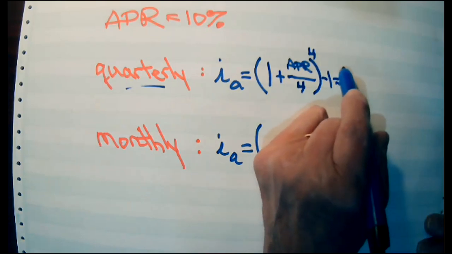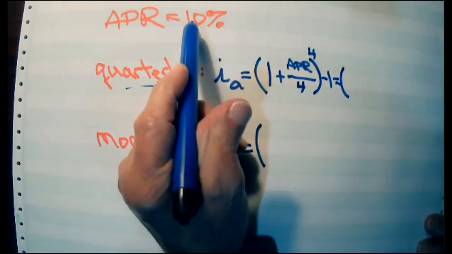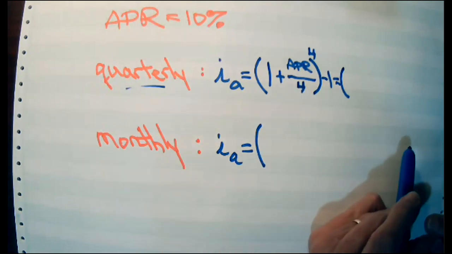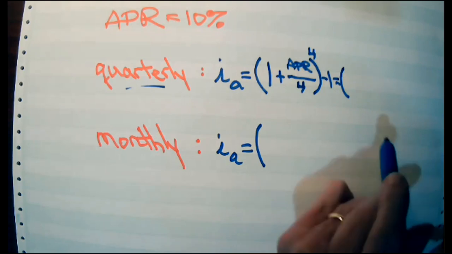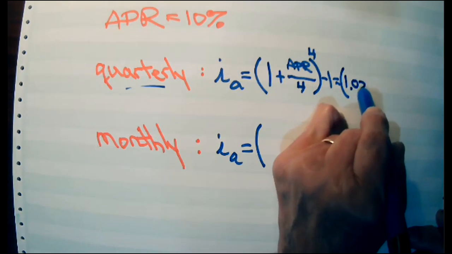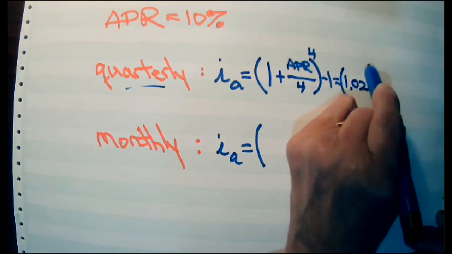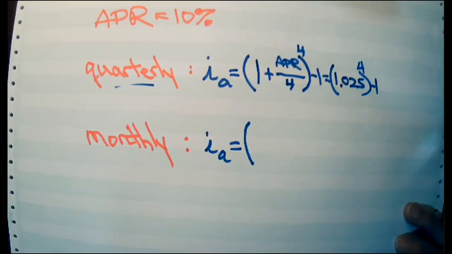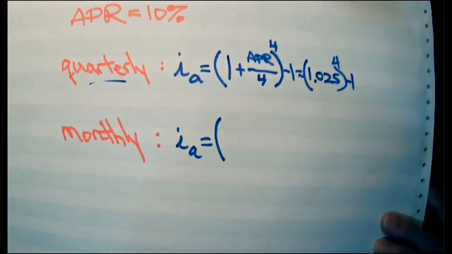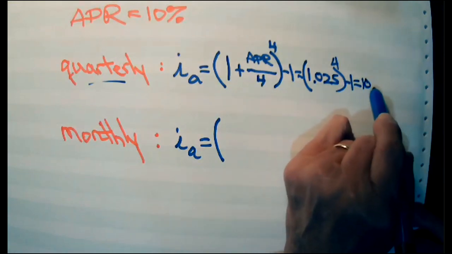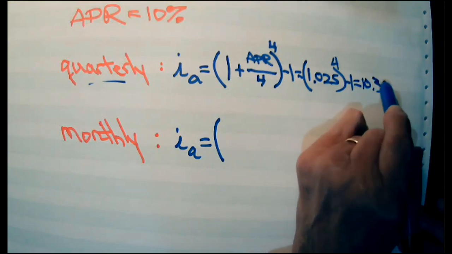You can do the math here, 0.1 divided by 4, that would be 2.5%. That is the interest rate per quarter. Add that to 1, that's 1.025 to the 4th minus 1. I'm running out of sheet here. Let me scoot this over just a little bit. And that turns out to be 10.38%.